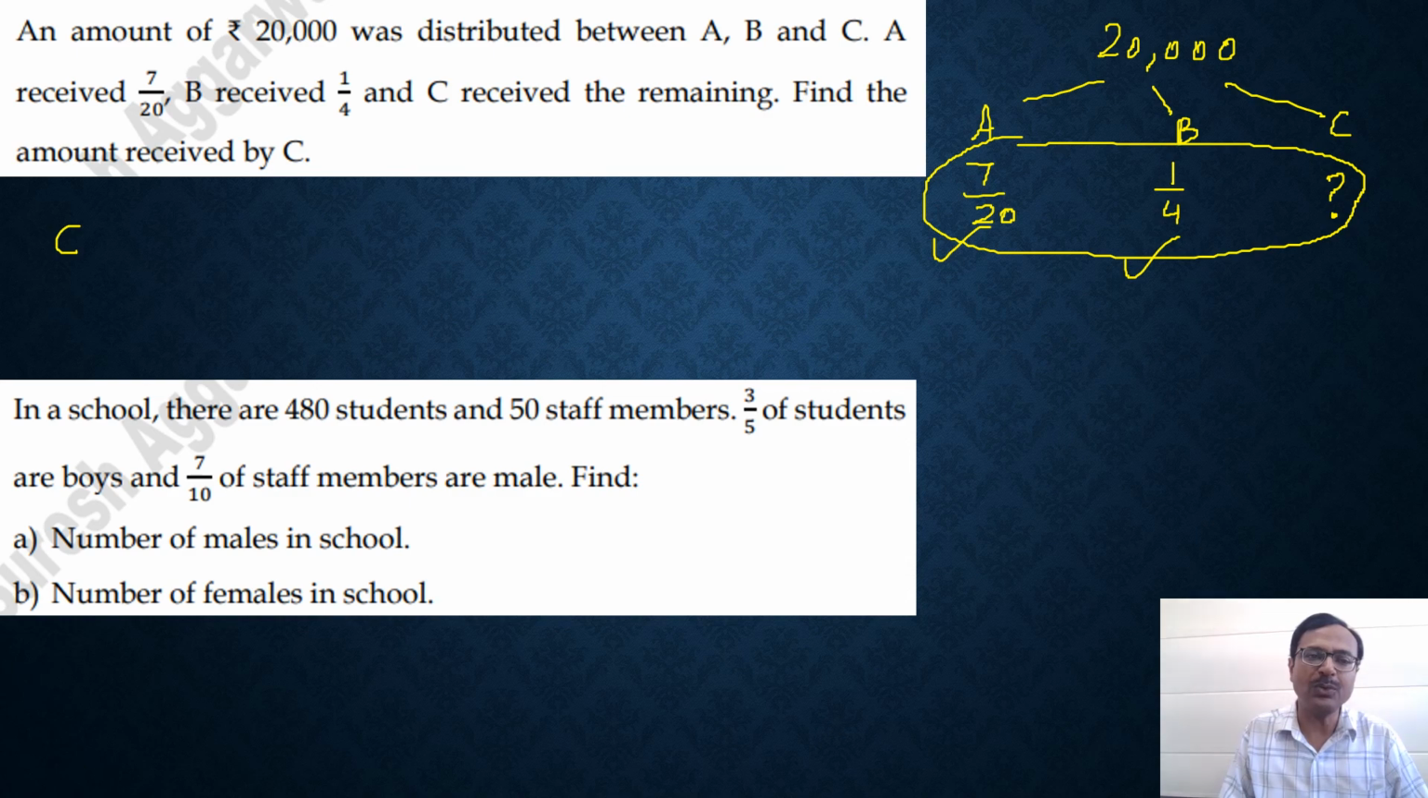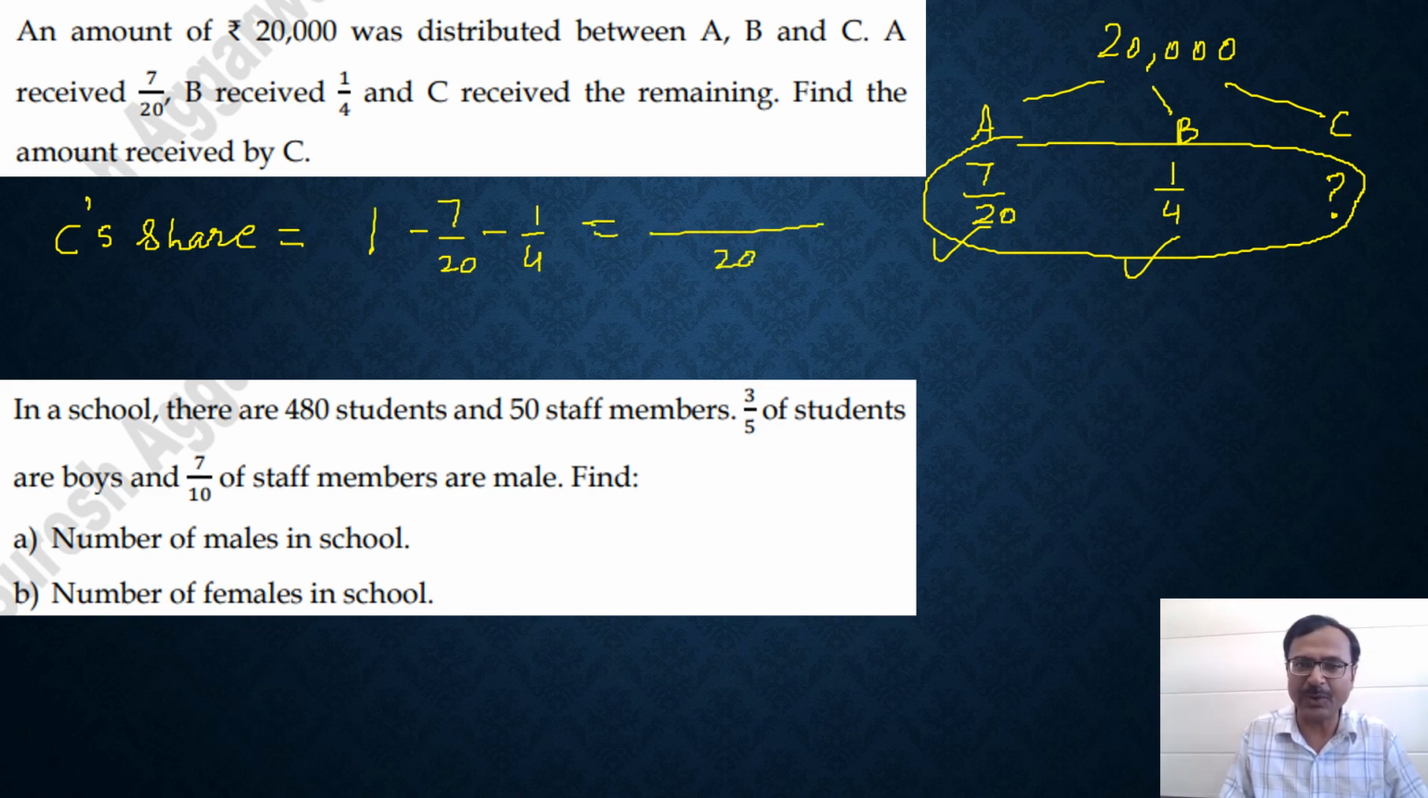So if you want to find C's share in terms of fraction, then you will have to subtract 7 over 20 and 1 over 4 from 1. So you have a common denominator 20 there, or the LCM 20. So 20 minus 7 minus 5, that gives you 20 minus 12, which is 8, and 8 over 20 gives you 2/5. So that means 2/5 of the total amount is C's share.